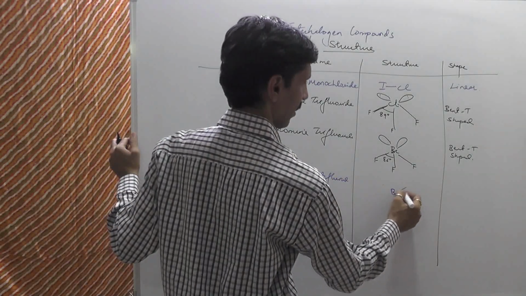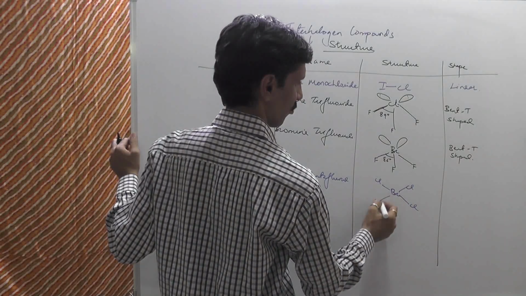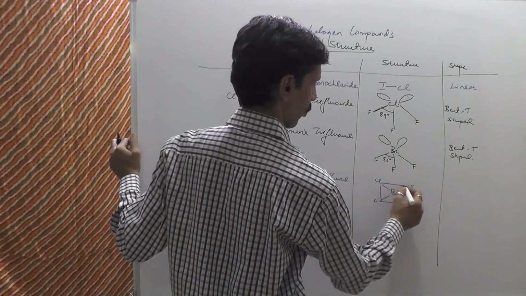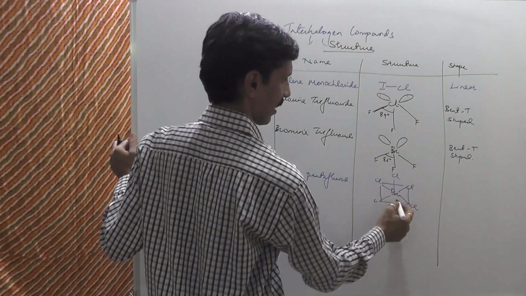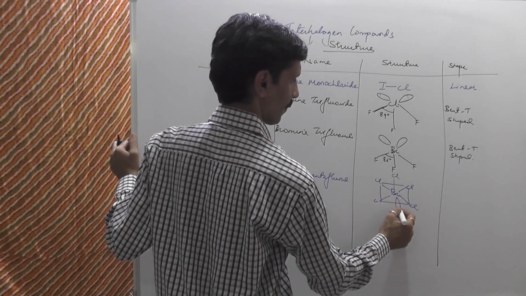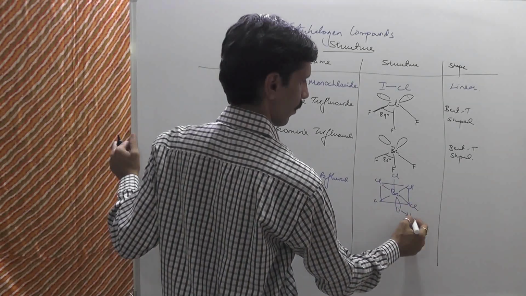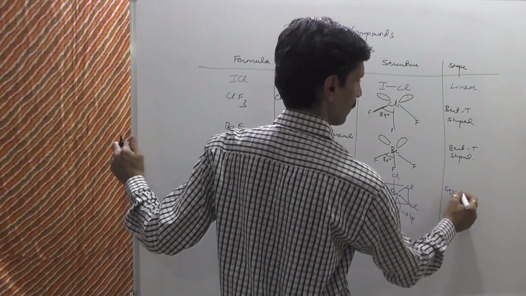So we have got Br, Cl, Cl, Cl, Cl. So they are going to make a square. Okay, and then we have got Cl over here, and there is a lone pair over here. Okay, this is a lone pair. So it becomes square pyramidal.